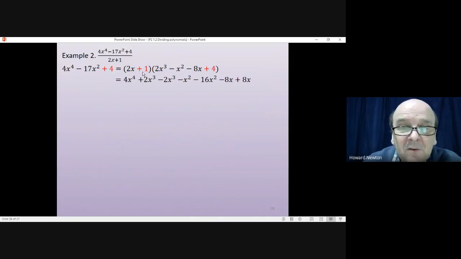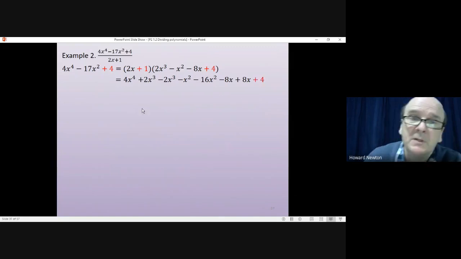On the right-hand side, I've got plus 1 times plus 4, which gives me plus 4, which is exactly what I want. So like in the first question, there's no remainder. If I divide this by 2x plus 1, it goes perfectly. And with these questions, if you know you have a factor, it's when you get to this number at the end that you really know whether you've done it right or wrong. So if you know 2x plus 1 goes in perfectly without a remainder, then the number should always work perfectly.